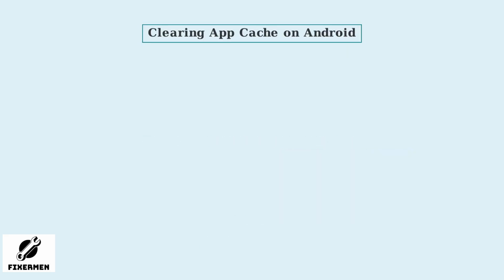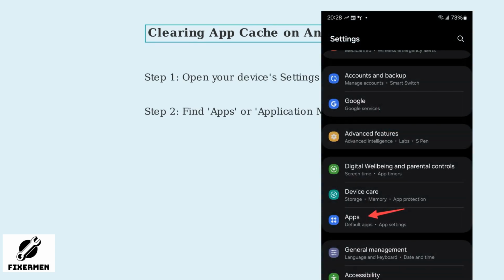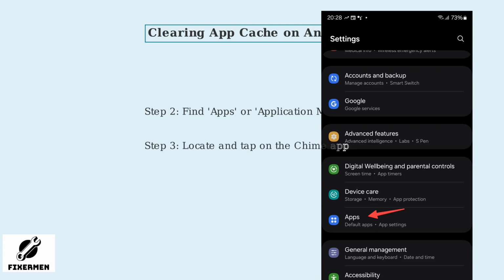To clear the app cache on an Android device, start by opening your device's Settings app. This is usually represented by a gear icon on your home screen or app drawer. Next, find the Apps or Application Manager section in your Settings menu. This is where you can manage all installed applications on your device. Once in the Apps section, locate the Chime app from the list of installed applications. Tap on it to open the app details.